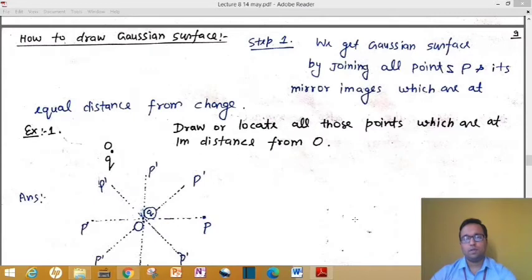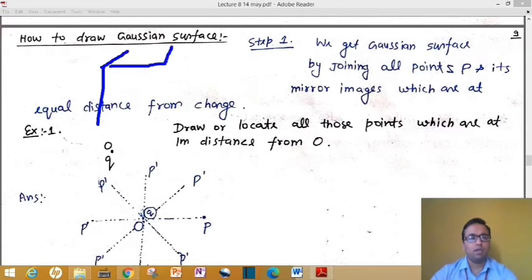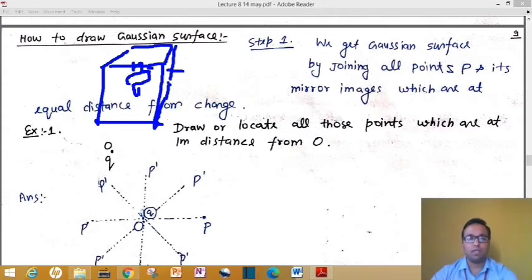So our next topic is related to how to draw a Gaussian surface. If you remember, at the start of the lecture I told you that suppose we have a cube, and inside that cube we have a bulb placed at the center, then how much power will it give? Suppose its power is 120 watt, then it will give 120 watt. And if I ask you how much power it gives from each surface, you will say, sir, 120 divided by 6, that is 20 watt.